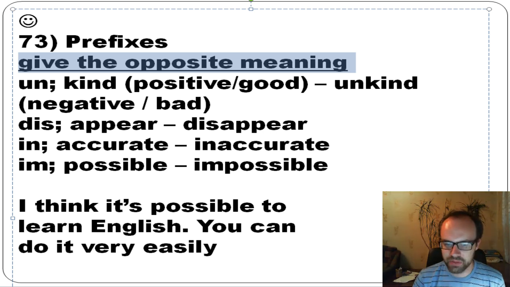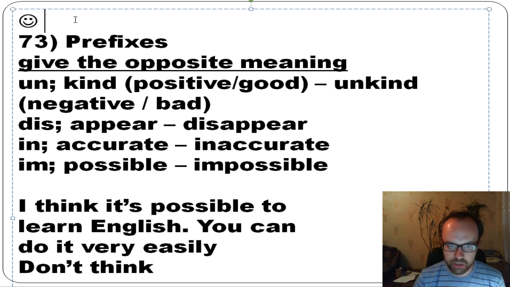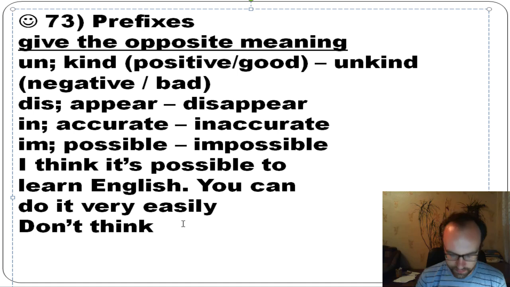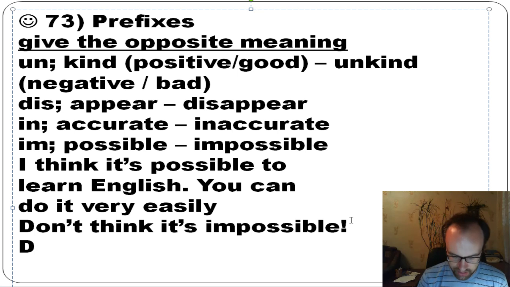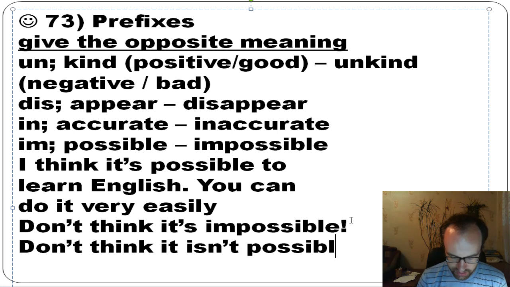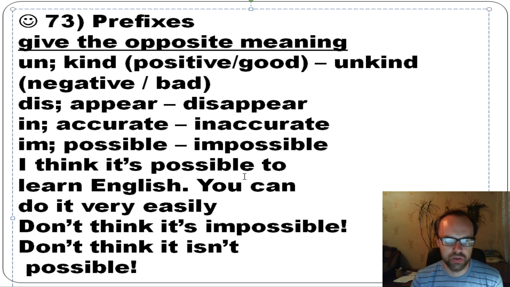So I think it's possible to learn English. You can do it very easily. Don't think it's impossible. Or you can also say don't think it isn't possible. So don't think it's impossible or don't think it is impossible.